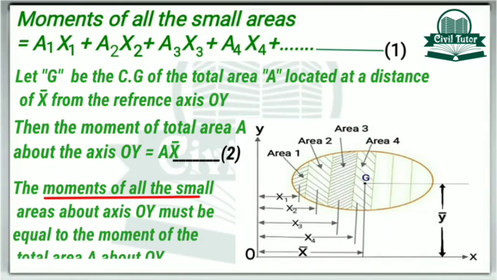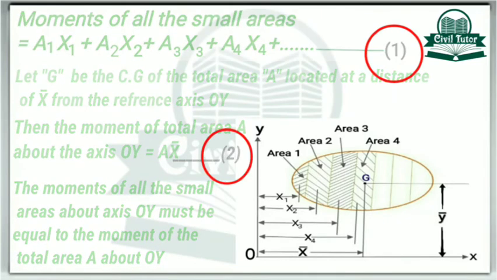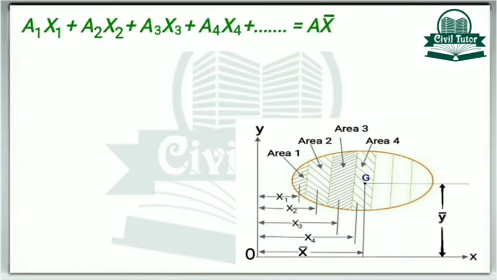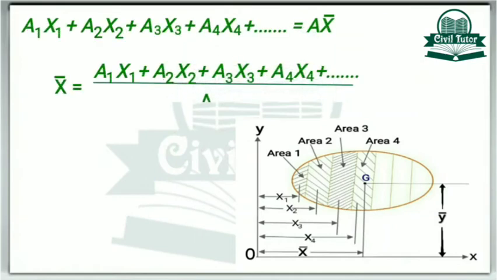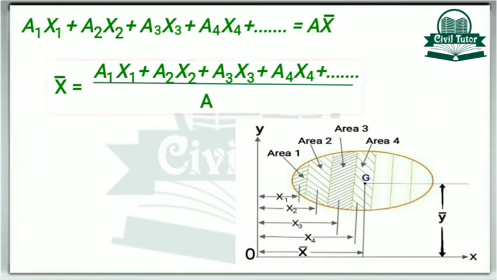The moments of all the small areas about reference axis OY must be equal to the moment of total area A about the same axis. Hence, equating equation first and second, we get A1x1 plus A2x2 plus A3x3 plus A4x4 plus so on equal to A into x bar. On simplifying further, we get the value of x bar equal to A1x1 plus A2x2 plus A3x3 plus A4x4 plus so on, whole divided by A. This A is equal to the summation of all these smaller areas, which is equal to the area of this whole plane.